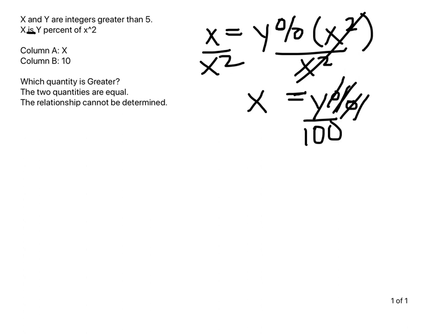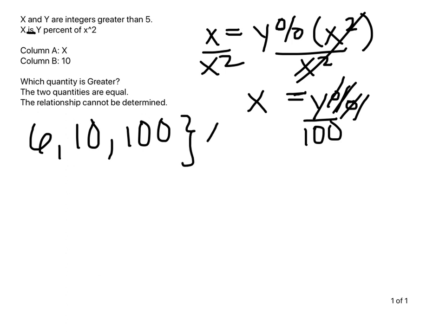Now, let's take a look at the numbers that we were given. I say with the comparison problems, you always want to look at your extremes because that will help you to identify whether or not the relationship can or cannot be determined. We're going to look at the numbers 6, 10, and 100. Now, I chose these numbers because 6 is greater than 5 but less than 10. 10 would mean that the two quantities were equal, and then 100 would mean that x is greater, and these are all with respect to x.